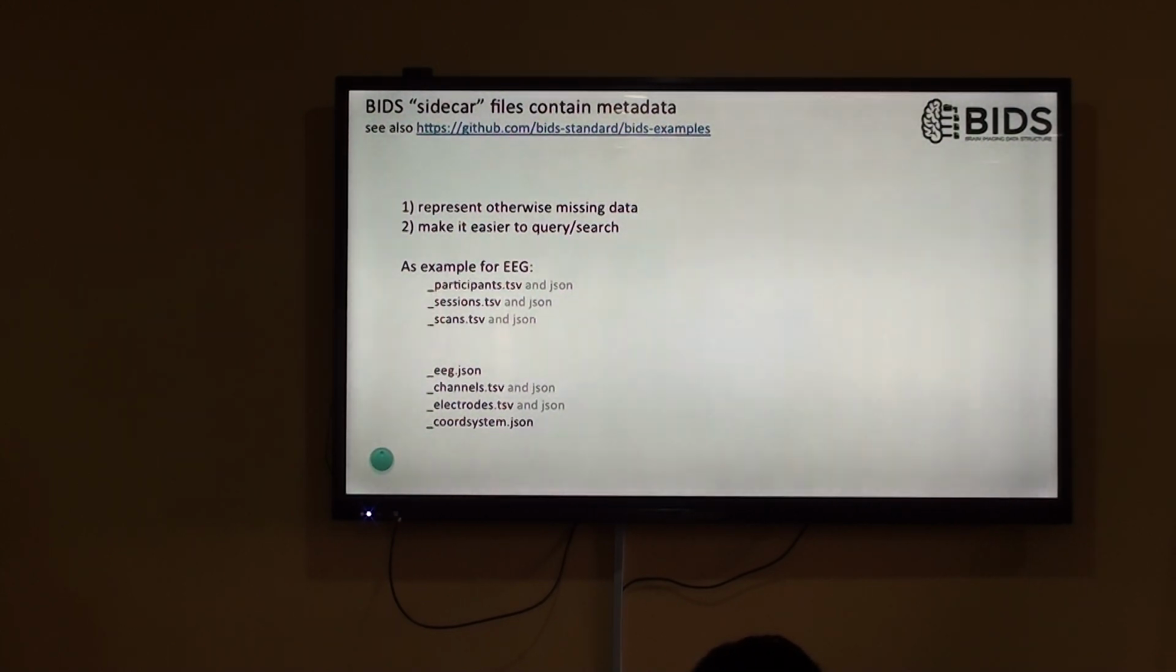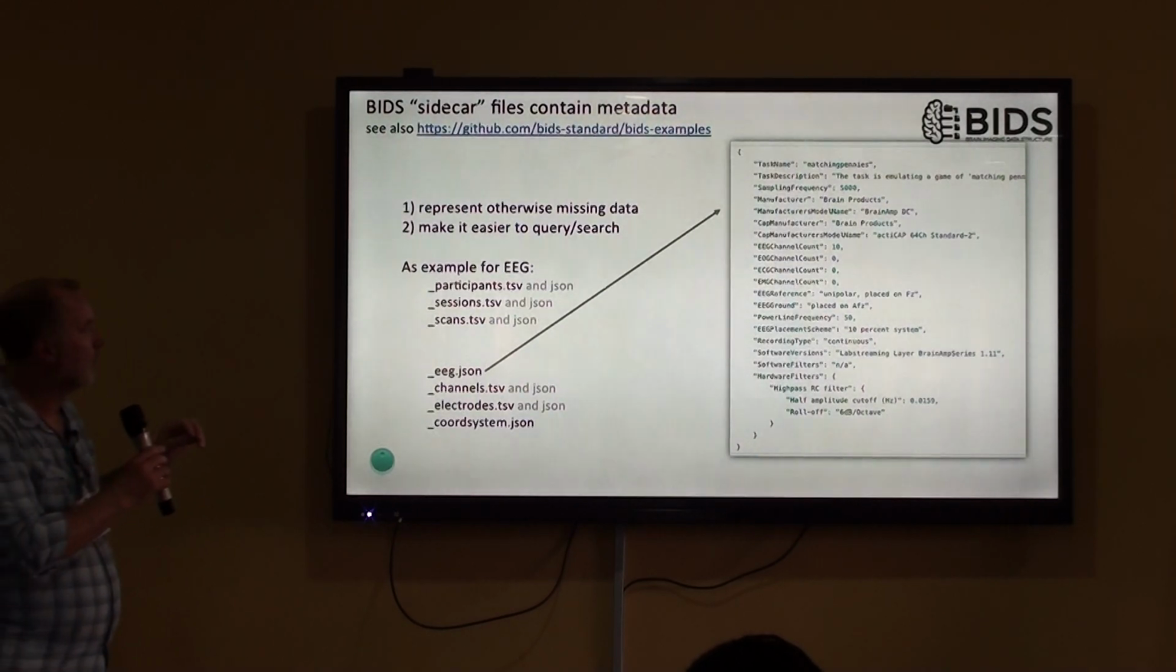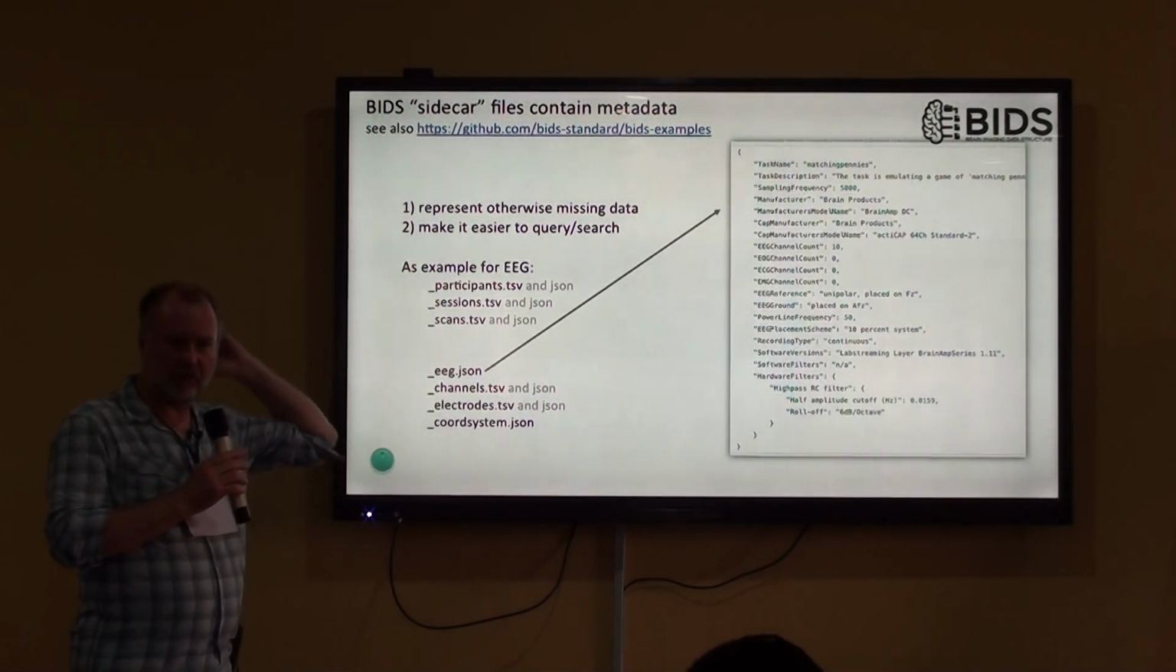Then there can be a channels file, which specifies all the channels that were in the recording, including whether the channel is good or bad, or other information. An electrode file has the recording electrode positions, and a coordinate system file, so that we know how the spatial coordinates are used. And to get an idea, this is an example of an EEG JSON file.